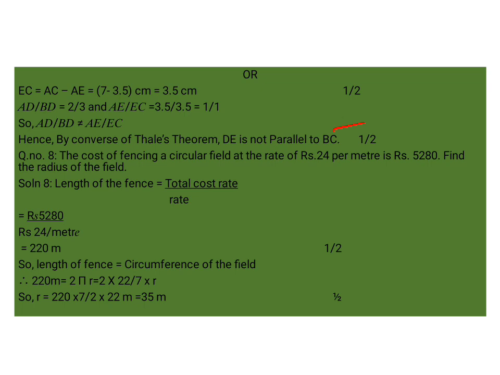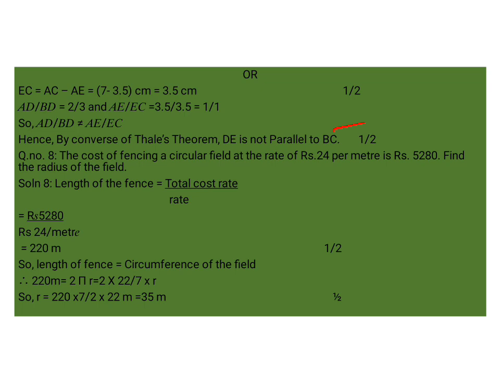Question number 8. The cost of fencing a circular field at the rate of rupees 24 per meter is rupees 5280. Find the radius of the field. So the length of the fence is equal to total cost upon rate, that is 5280 upon 24, which is equal to 220 meter.